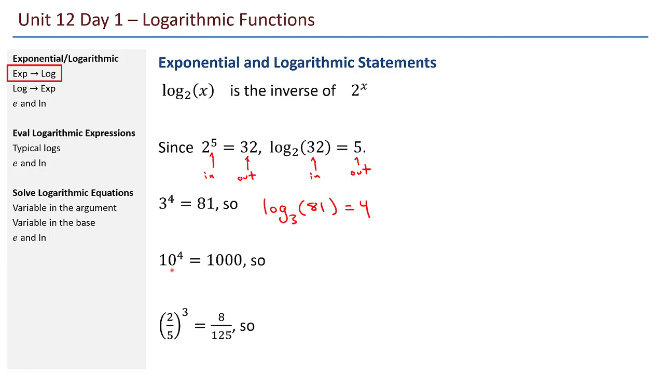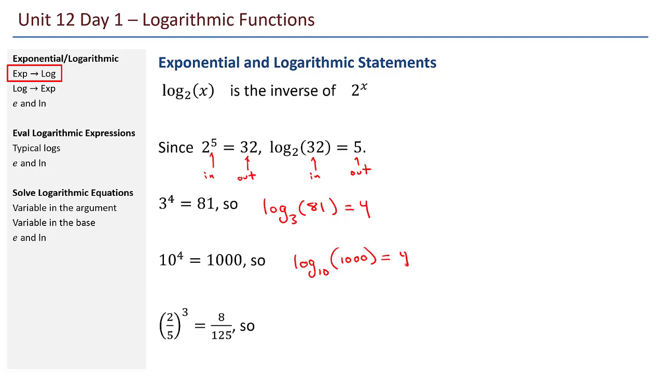How about the next one here? 10 to the 4th equals 10,000. Here's my exponential function, and I put in 4, and I get out 10,000. So the inverse function will be log base 10, because remember, whatever the base of the exponential function is, that's the base of my log. And now the input is 10,000, and the output of this function is 4.